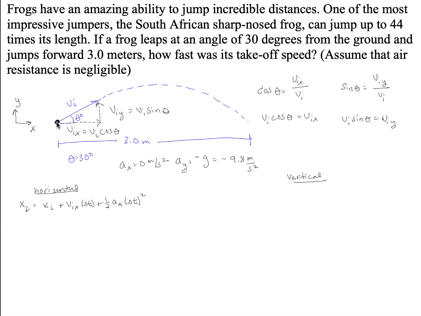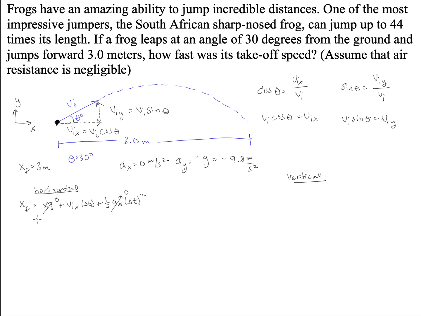We know that the frog starts at the origin, so its x initial position is 0. What about the x final? X final measures the position along the x-axis where it lands. So that would be 3 meters. Okay, so I'm going to go ahead and write that here. Now I know that the acceleration in the x direction is 0, so that term goes away.